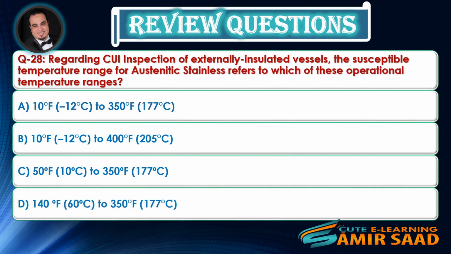Question number 28. Regarding corrosion under insulation inspection of externally insulated vessels, the susceptible temperature range for austenitic stainless refers to which of these operational temperature ranges? Answer is D.